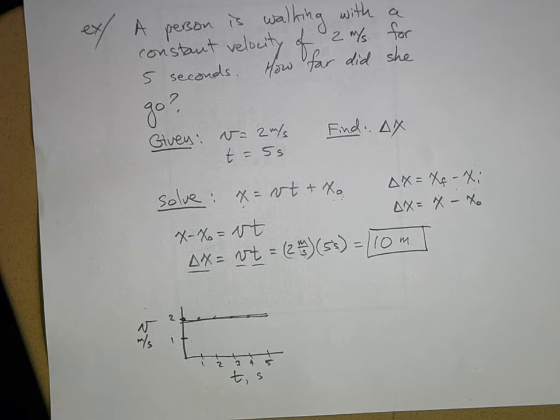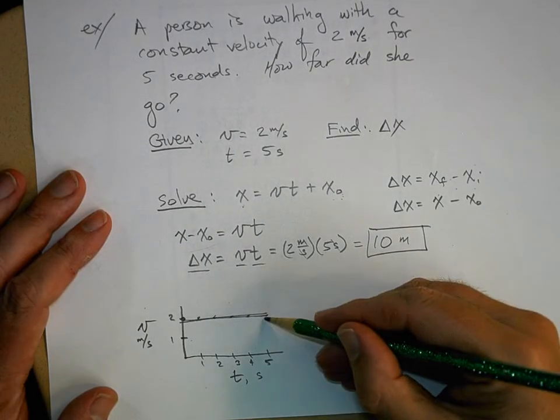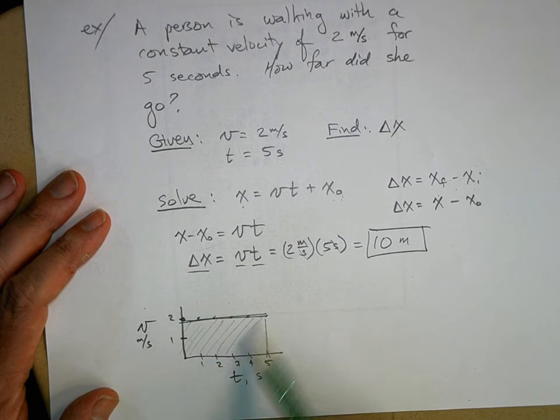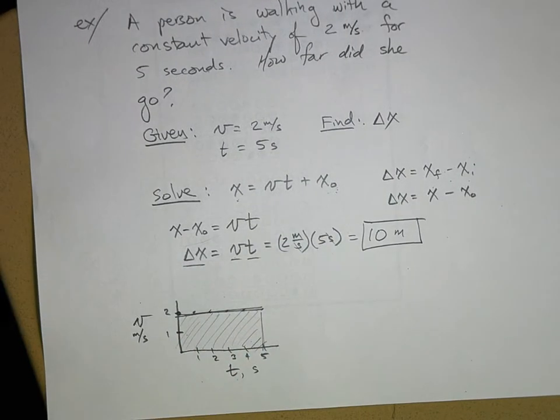Now watch. It's really simple, but it's almost like magic. See a rectangle here? What's the area of that rectangle? How do you find the area of a rectangle? Base times height, right? What's the base times height here? 5 times 2 is 10.